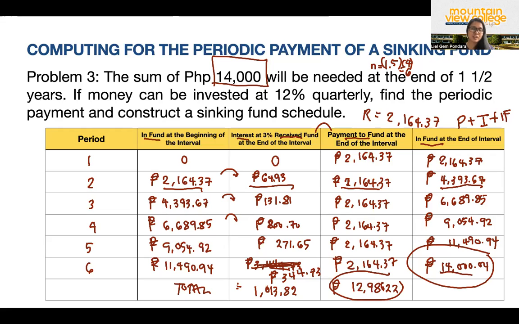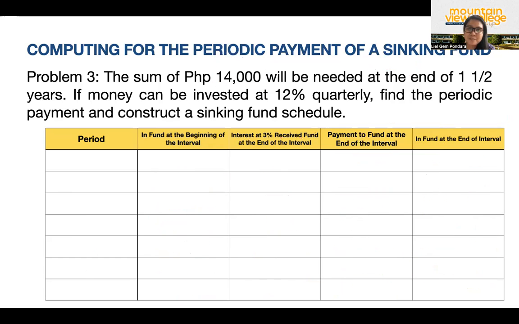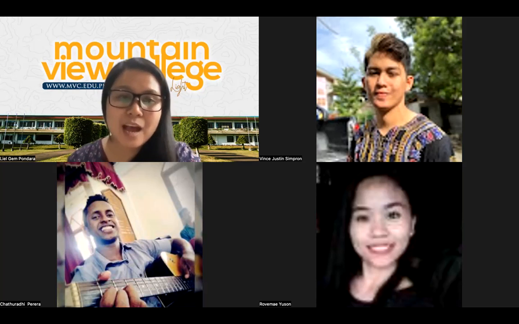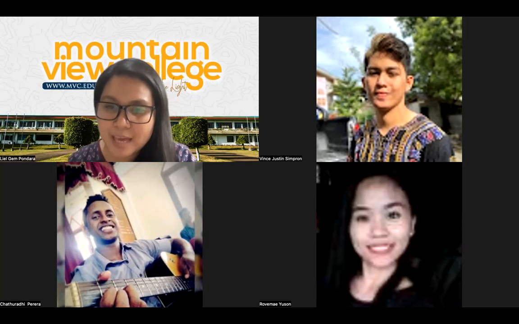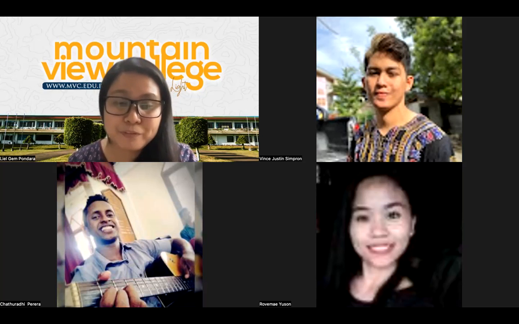Practical lesson. Do not save your money in a piggy bank. It will never earn an interest. Your 12,000 will still be 12,000 after 1.5 years. But if you want to have regular savings, you invest it in a sinking fund. Any questions? Let me clear this drawing now. So that's it for this afternoon. That's how you're going to make your performance task.